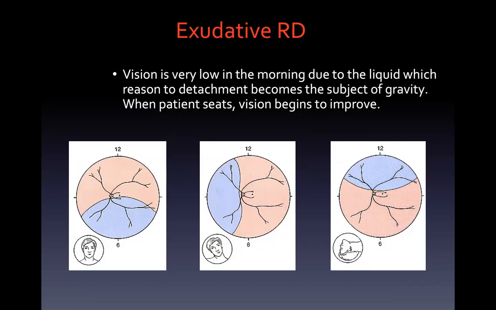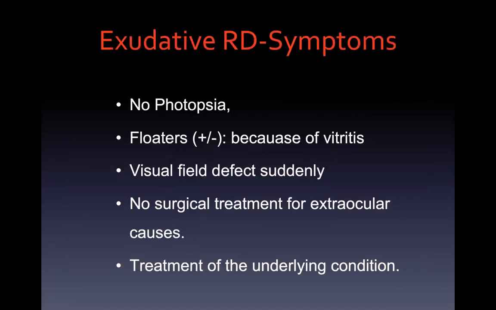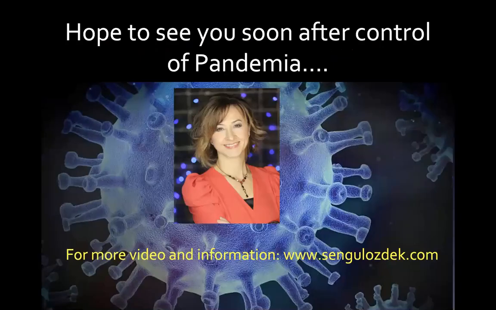This does not happen in rhegmatogenous or tractional retinal detachment. There's no photopsia, no floaters, there's no posterior vitreous detachment. Visual field defect usually occurs suddenly, and there's no surgical treatment for extraocular causes, at least, and we have to treat the underlying condition. Treatment depends on that.